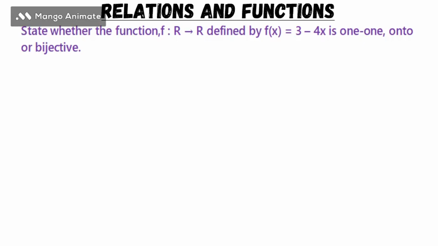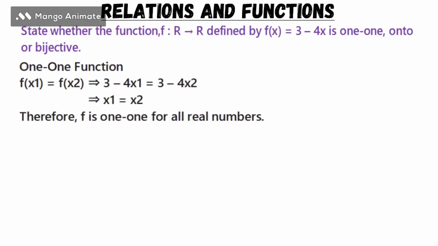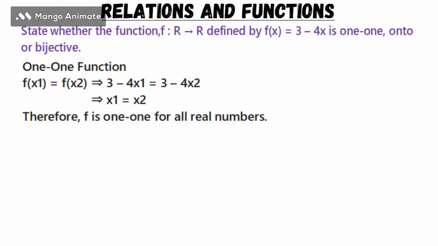To check for one-to-one function, we have f of x1 equal to f of x2. Substituting f of x and solving for x, we have x1 equal to x2. Therefore, f is one-to-one for all real numbers.